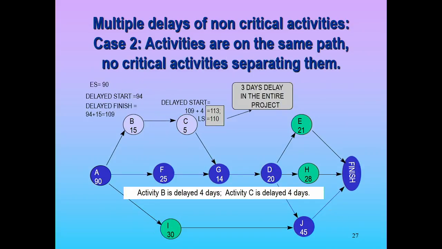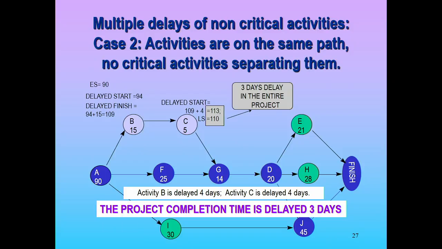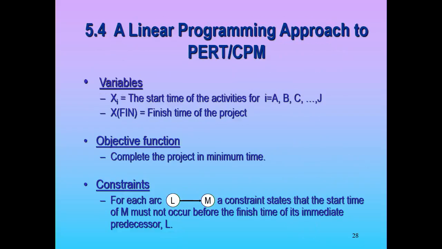Now the problem comes in if the activities are on the same path, but there's no critical activity separating them, like B and C both get delayed by less than their slack time. There is a compounding effect. Okay, there is. So we have to be aware of those types of delays.